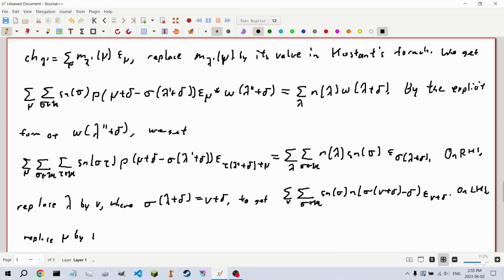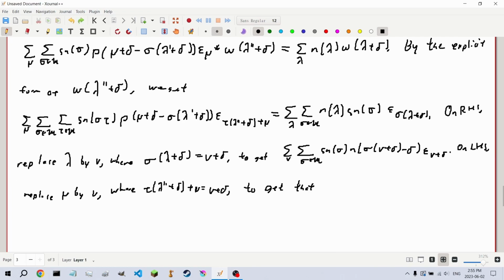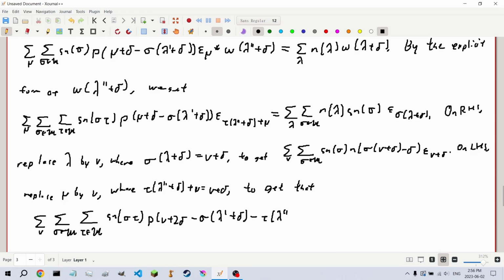And on the left-hand side, we replace mu by nu, where tau of lambda double prime plus delta then plus mu is equal to nu plus delta, to get, and then I'm going to write this on a new line, the sum over nu, sum over sigma in the Weyl group, then sum over tau in the Weyl group, of the sign of the composition of sigma and tau times p of nu plus 2 times our delta now, minus sigma of lambda prime plus delta minus tau of lambda double prime plus delta times epsilon of nu plus delta. Delta. Don't know why I called it data.